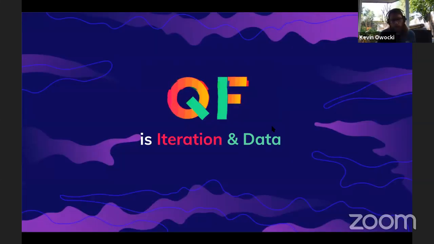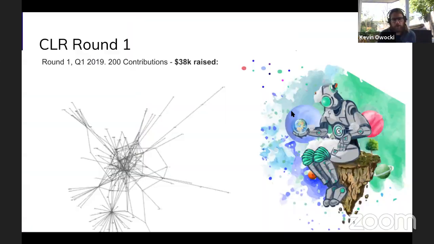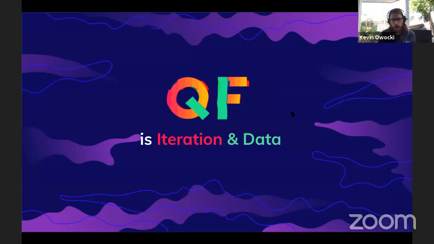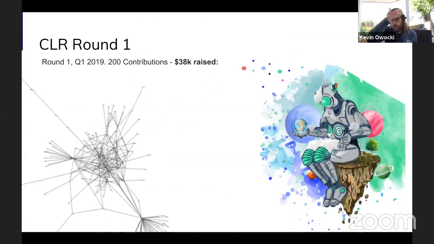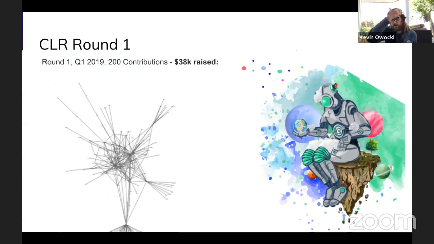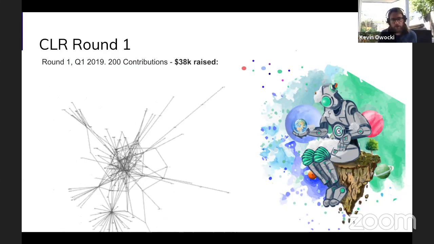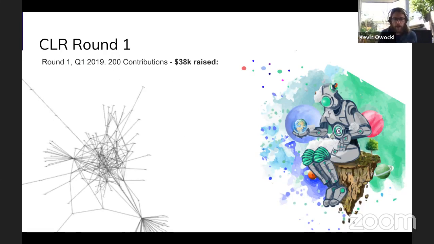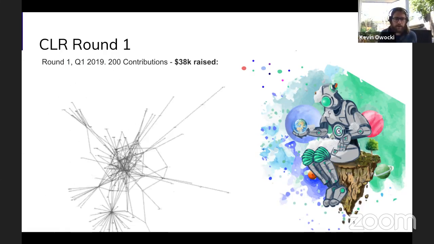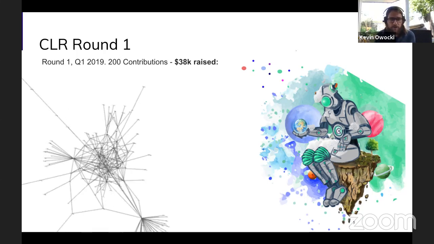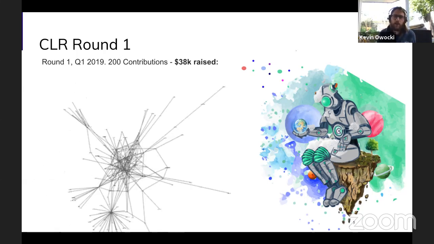So a brief overview of the work that we've done thus far with Gitcoin grants. Basically, we have these matching rounds that we run every quarter. And the cool thing about them is that it really allows us to iterate every quarter off of what we learn off of the data. So the first round that we did of matching was we raised about 40K for open source software through 200 contributions.